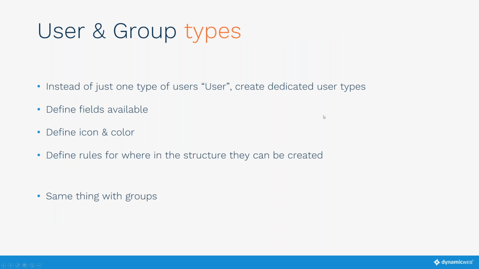So instead of just creating this one type called user, we can now define the fields that are available for each of these types, give them an icon and a color that makes it easy for us to see, just in the UI, what type of information we are on, what type of user and group we are dealing with. And we can also define some rules saying what kind of users can be created and what types of groups and so on. We have the same opportunities with the groups. I'll get back to the demonstration in just a minute.